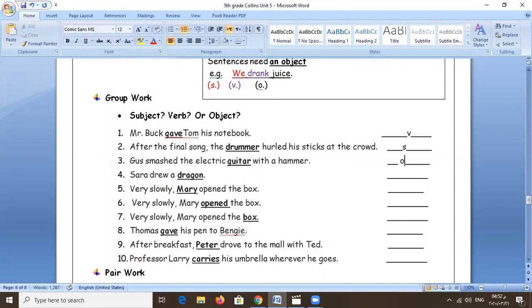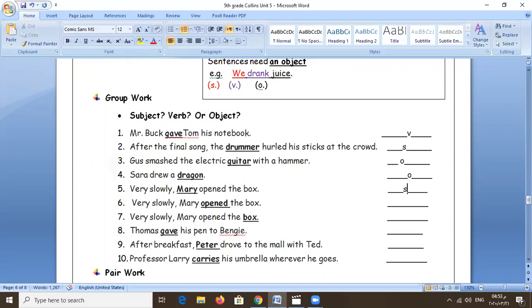Yes, thank you. Next. Sarah drew a dragon. Dragon. Sarah, subject, drew, verb, dragon. According to the word order? Excellent. Object. Five. Very slowly, Mary opened the books. Mary, it is what? Great, thank you.